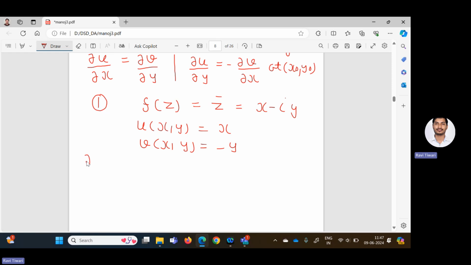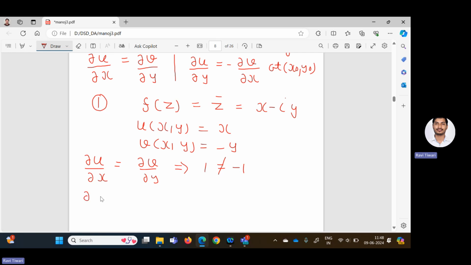So the first component is dou u by dou x, which must be equal to dou v by dou y. Are we getting this? Dou u by dou x is 1, and dou v by dou y is minus 1. So 1 cannot be equal to minus 1.